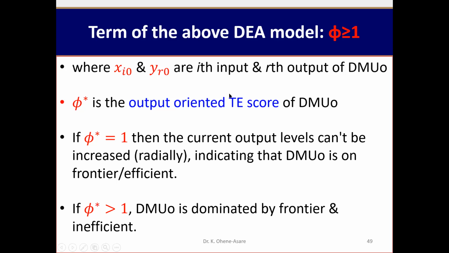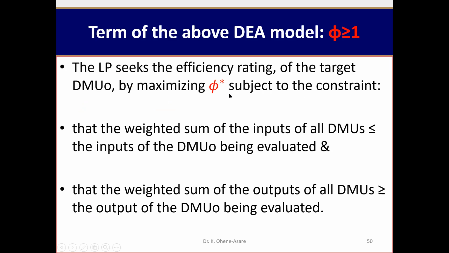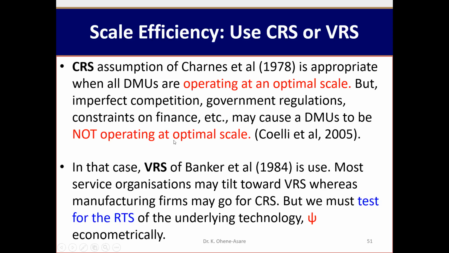Okay? Now, the interpretation of everything we said about linear programming is what has been written here. Just read it and understand it. Now, let's talk quickly about constant returns to scale and then variable returns to scale again. Okay. All right, go ahead.